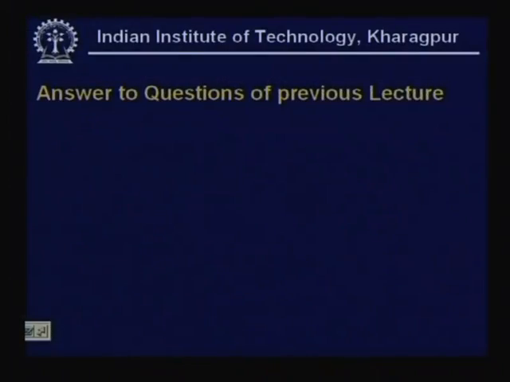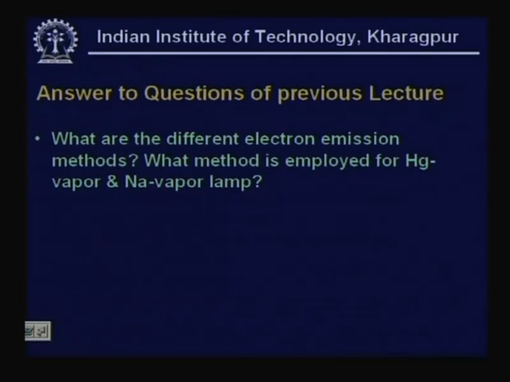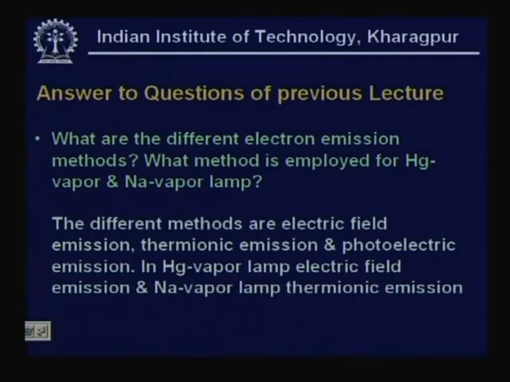Some of the answers to questions which we have already asked in a previous lecture on discharge lamps. What are the different electron emission methods? What method is employed for mercury vapor and sodium vapor lamp? The different methods are electric field emission, thermionic emission and photoelectric emission. As already told, electric field emission is by application of high field, thermionic is preheated and photoelectric is by impinging. In mercury vapor lamp, electric field emission, and sodium vapor lamp, thermionic emission is often used. That is, normally low pressure mercury vapor lamps do not have any heated cathode.